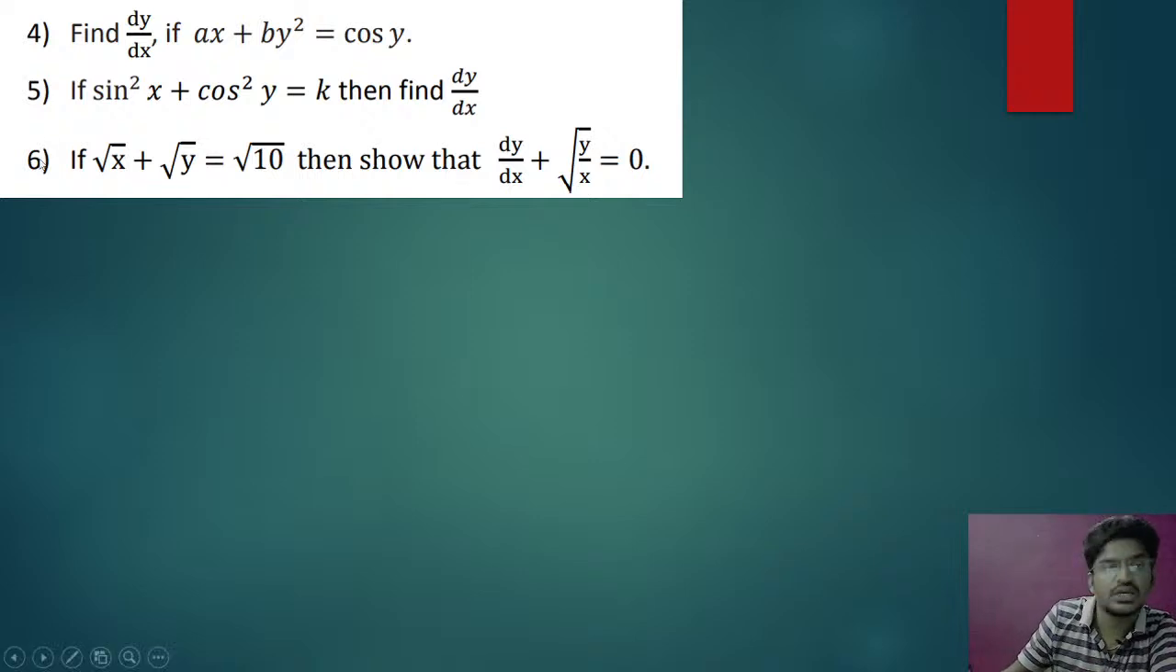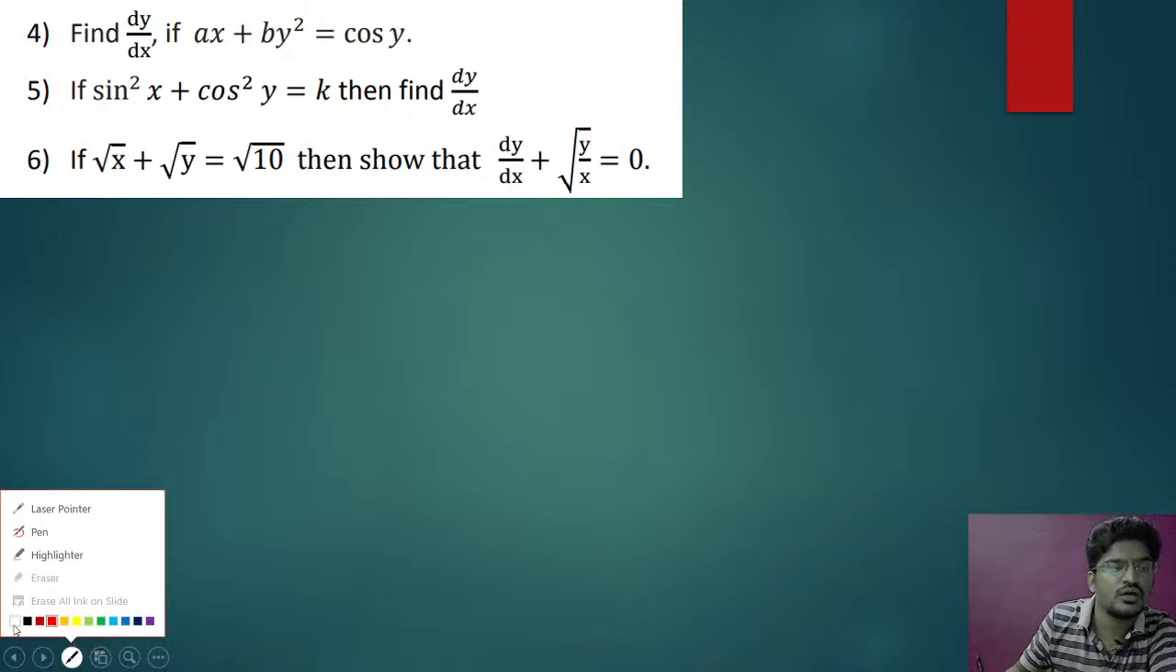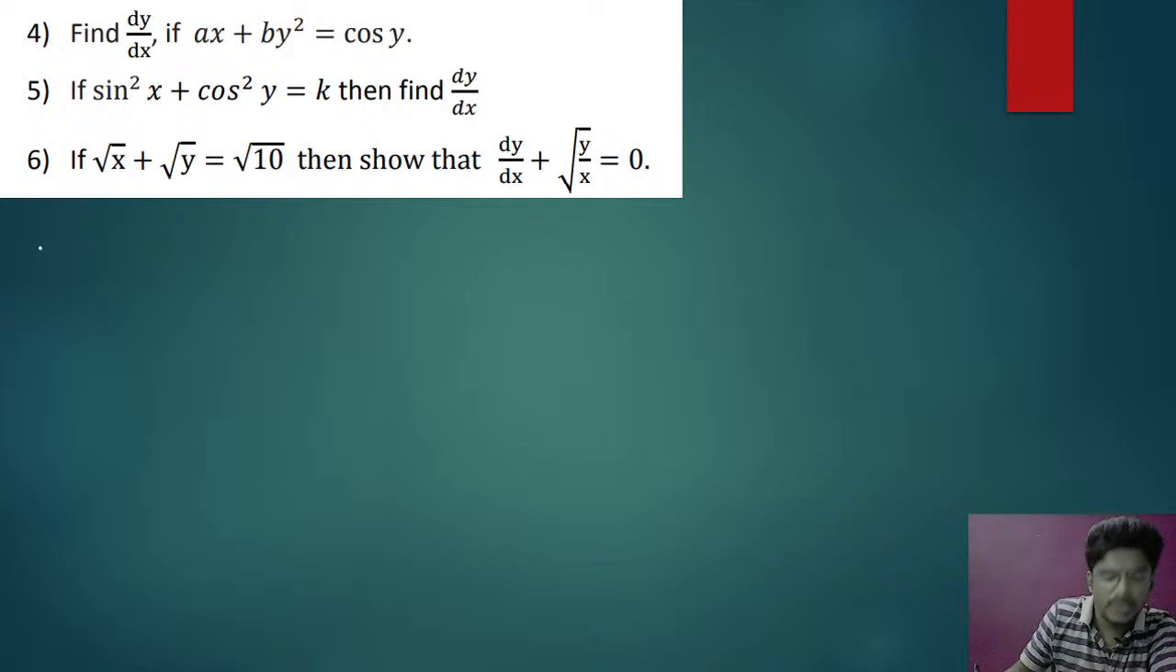Now let us continue with our fifth problem. The fifth problem is sin square x plus cos square y equal to k, and we have to find dy by dx.